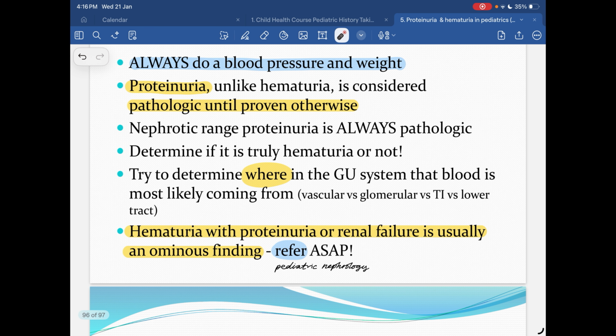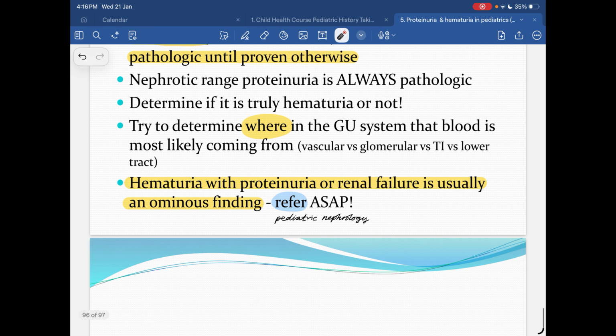And if we have hematuria, we need to determine where exactly in the genitourinary system the blood is coming from. What 4 causes? ممكن يكون vascular, glomerular, tubular, or in the lower urinary tract. And lastly, if we have hematuria with proteinuria, our 2 star players in this lecture, or renal failure, this is really bad and we have to refer ASAP to pediatric nephrology.